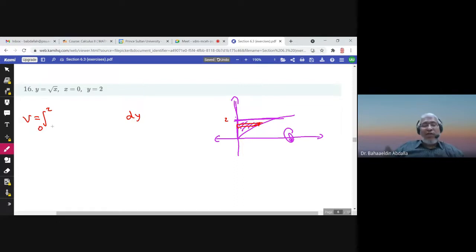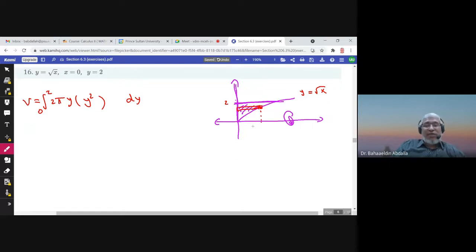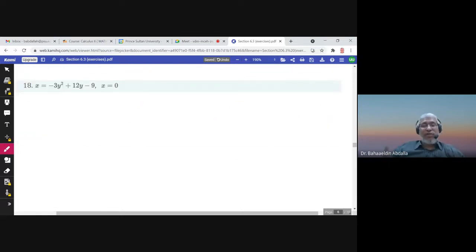The width, 2 pi times the radius. This is the radius, which is y, times the length of the rectangle, which is the x of this point, the x of this curve. This curve is y equals the square root of x. I need its x. I need to solve it for x. x would be y squared. So this will give you the volume. Solving this using the washer method is possible, but it's also more difficult because we have an outer radius and an inner radius. But you can do it.